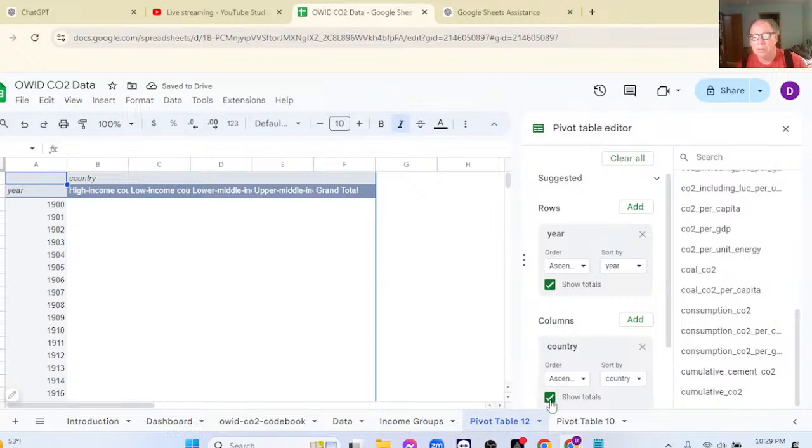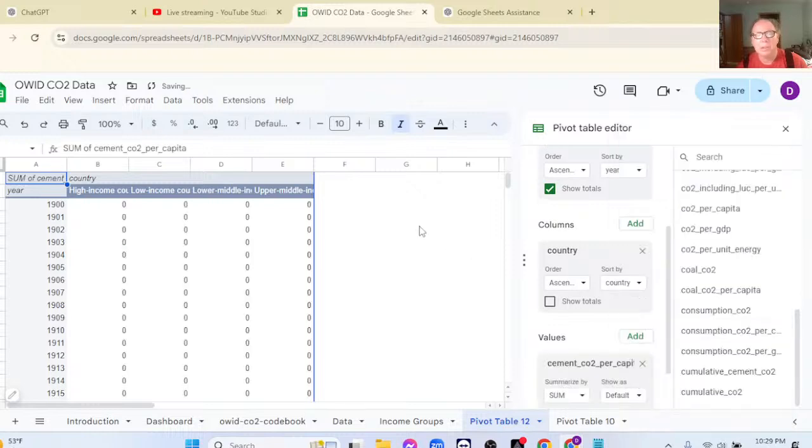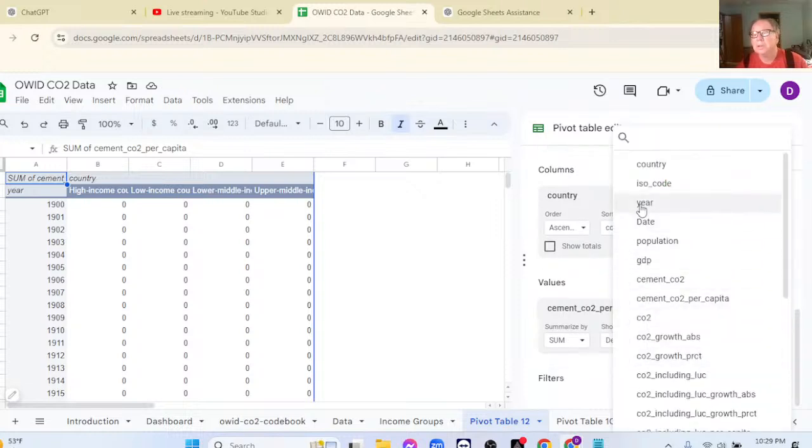Let's not show totals. Values is what? This is going to be CO2 per capita. All right. Let's add a filter. Year.